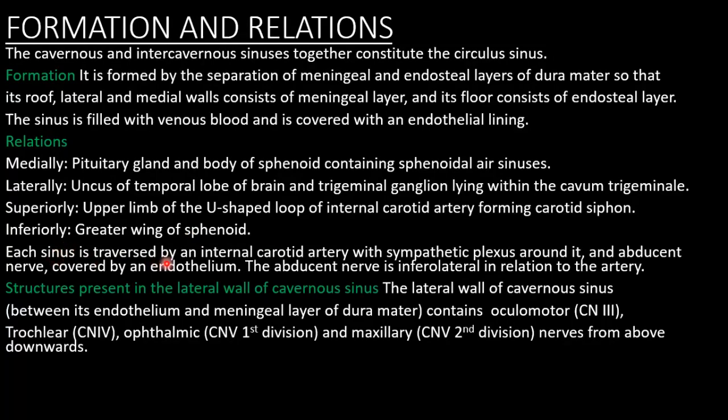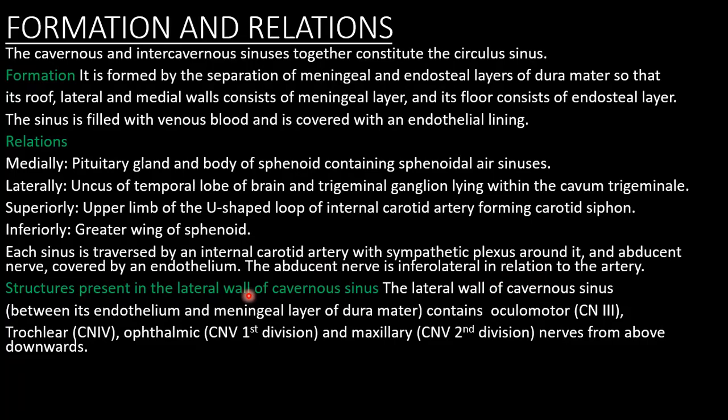Now, each sinus is usually traversed by the internal carotid artery, the cavernous segment of the internal carotid artery, with its sympathetic plexus around it. Remember, the sympathetic plexus here is composed of postganglionic sympathetic fibers originating from the superior cervical sympathetic ganglion. Also, the abducent nerve, covered by an endothelium, will lie inferolateral to the artery.